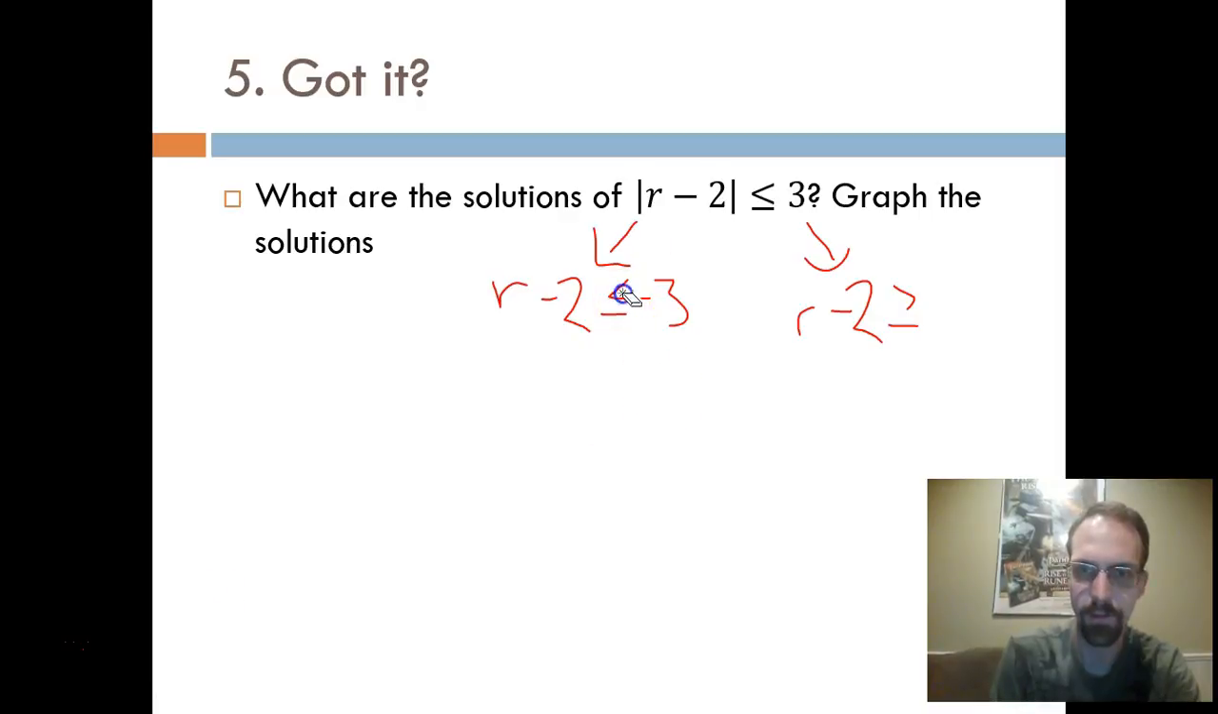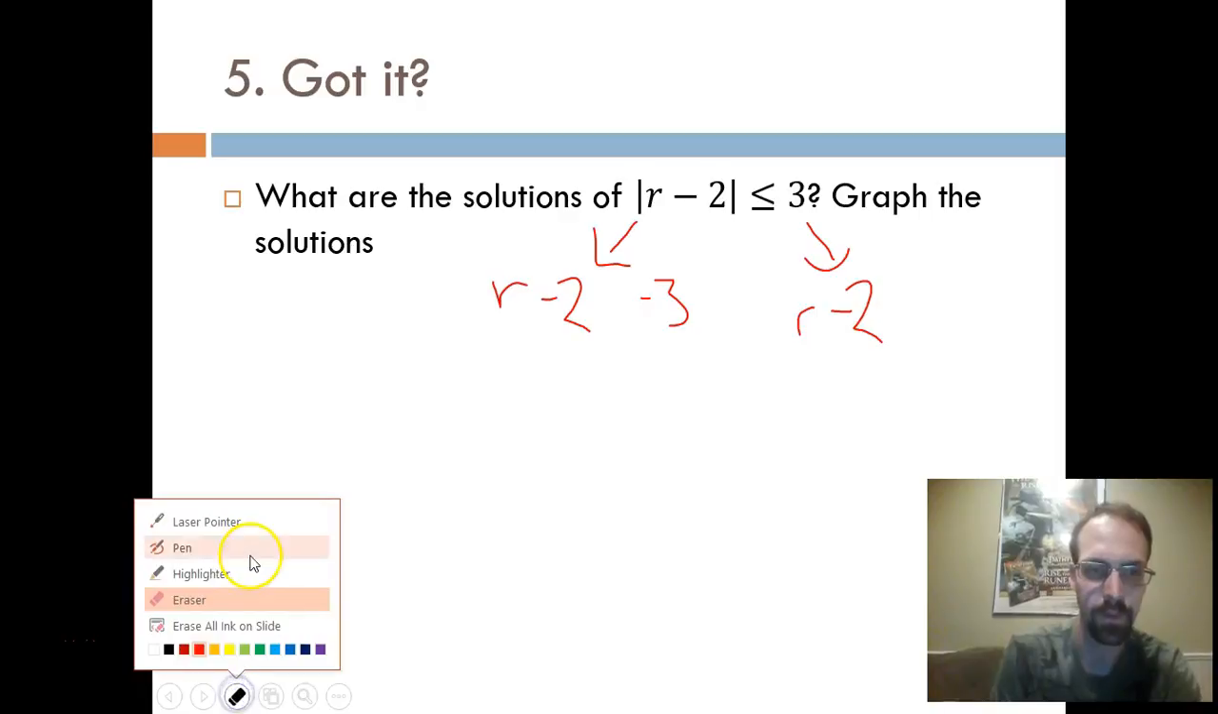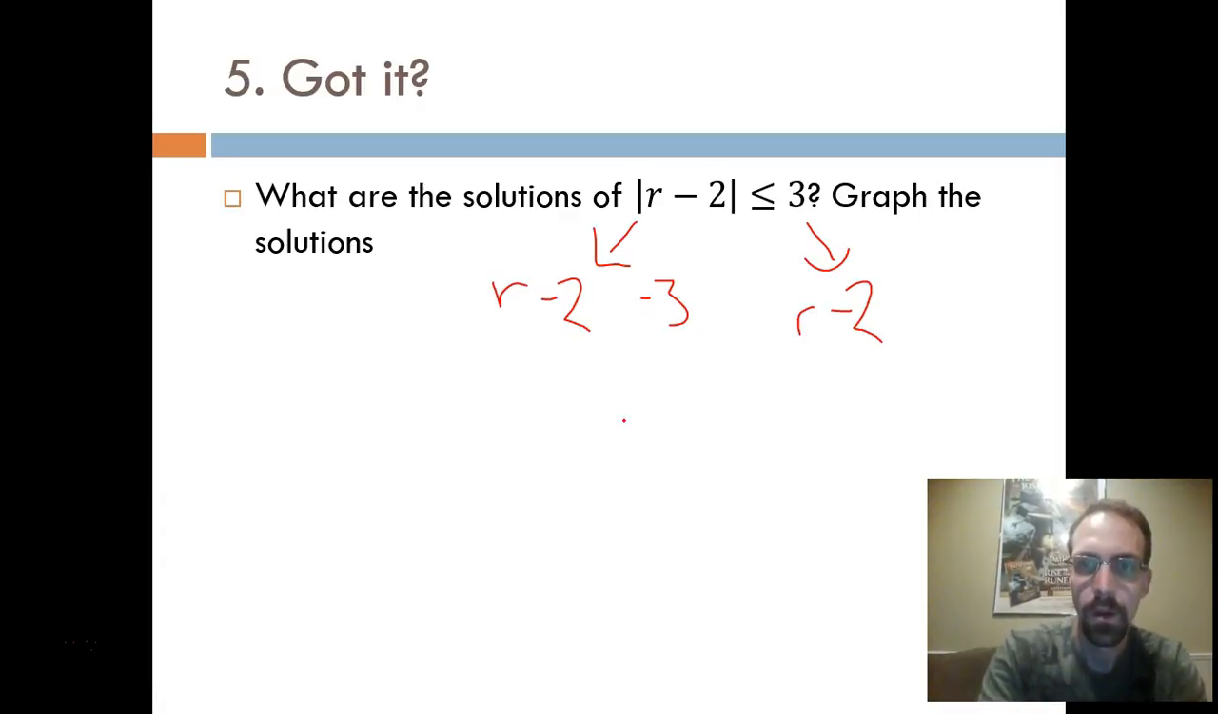I forgot to flip this sign here. And then I flipped the other one. I don't know what I was thinking. It may be because it's past midnight. That could be. Possibly. That could be why I did it again.